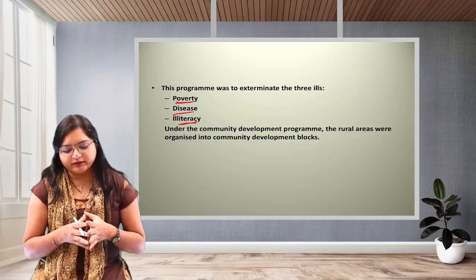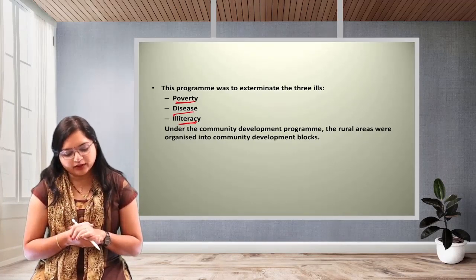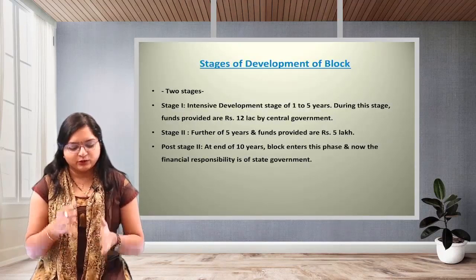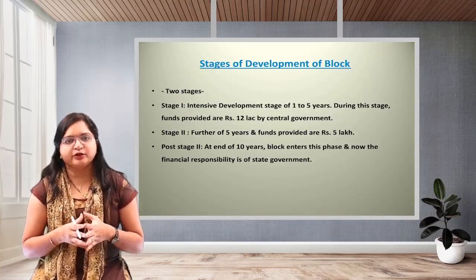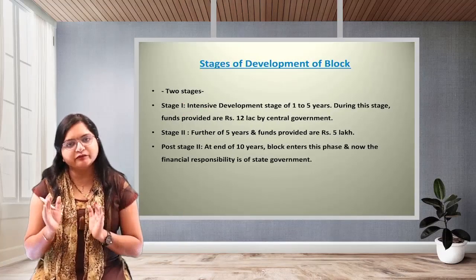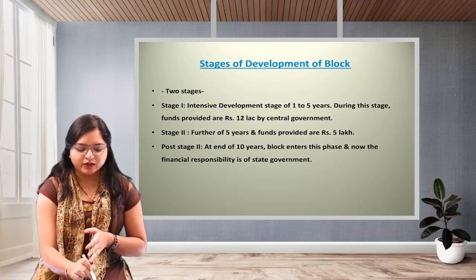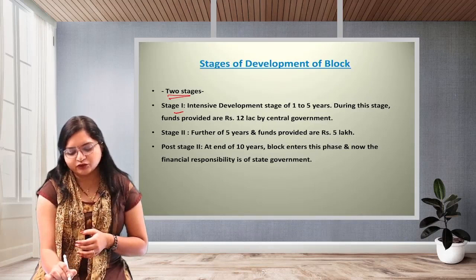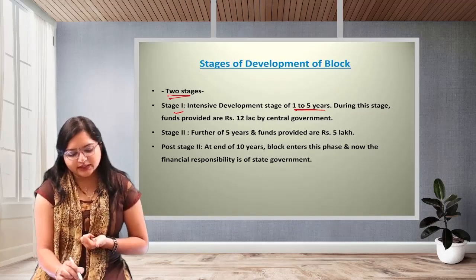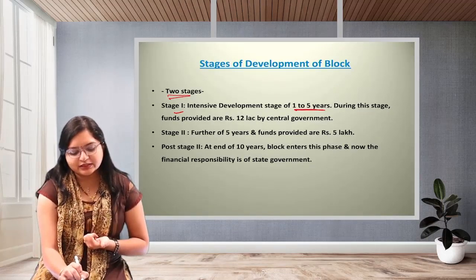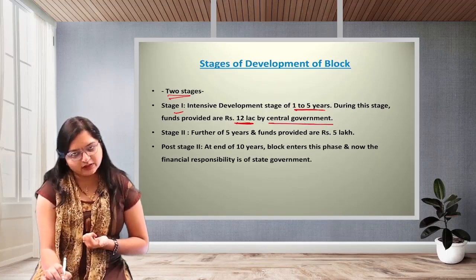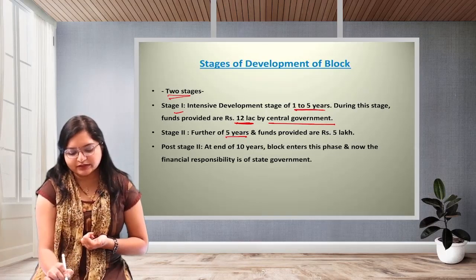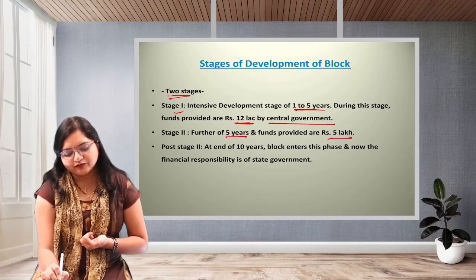Under the Community Development Program, the rural areas were organized into community development blocks. So now we'll see the stages of development of block. In the development of block, there are basically 2 stages. In stage 1, the intensive development stage, which is of 1 to 5 years, funds provided are rupees 12 lakh by the central government. And in stage 2, further 5 years, funds provided are rupees 5 lakhs.